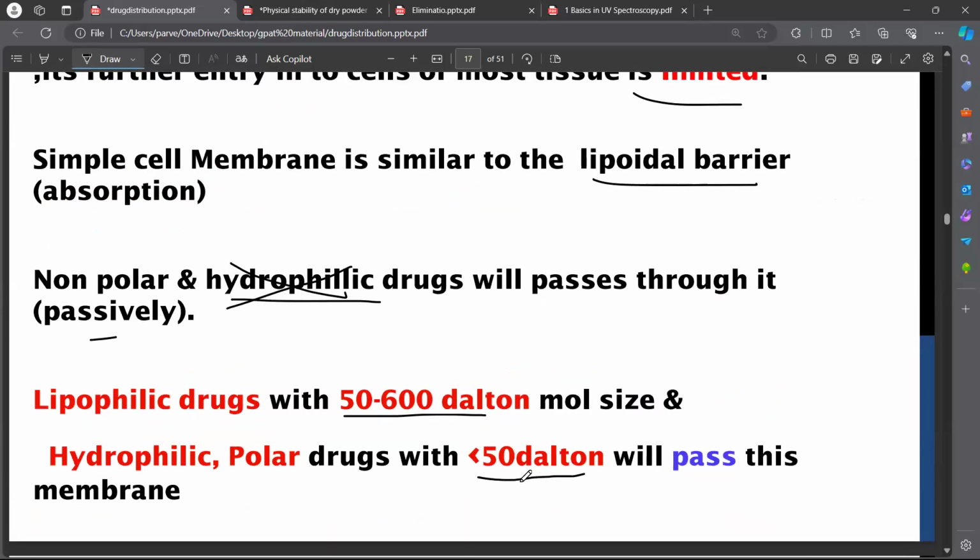Why can a drug of less than 50 daltons pass? Which mechanism applies when the drug is less than 50 daltons? Which mechanism applies for the permeation when the drug molecular weight is less than 50 daltons?